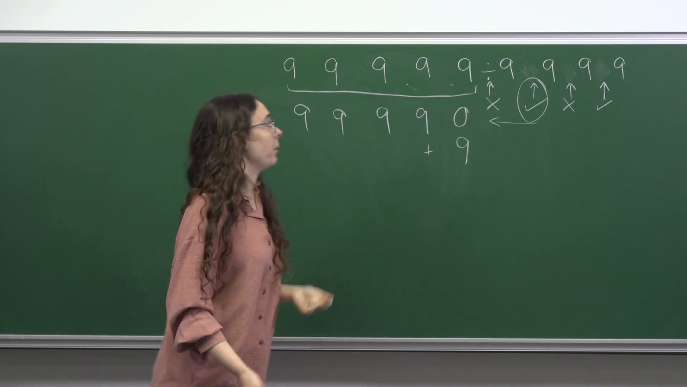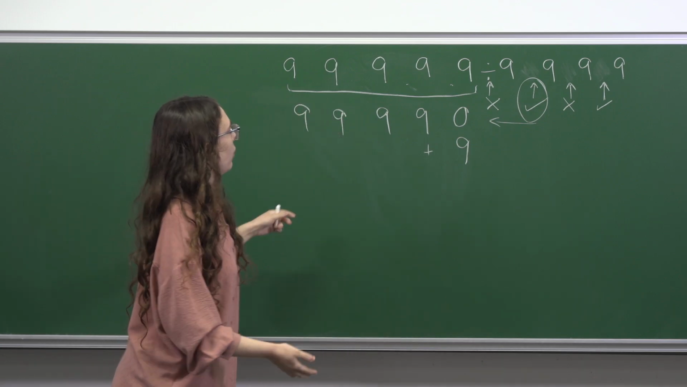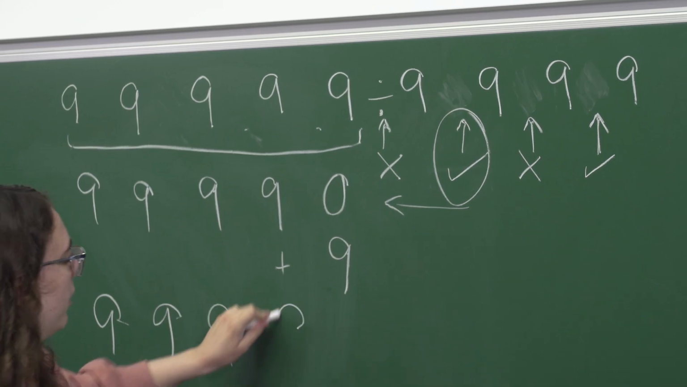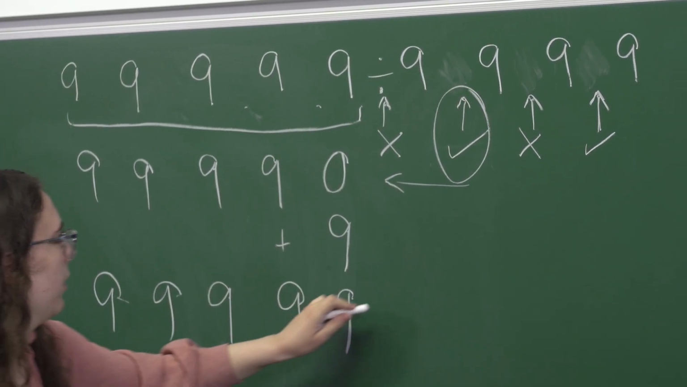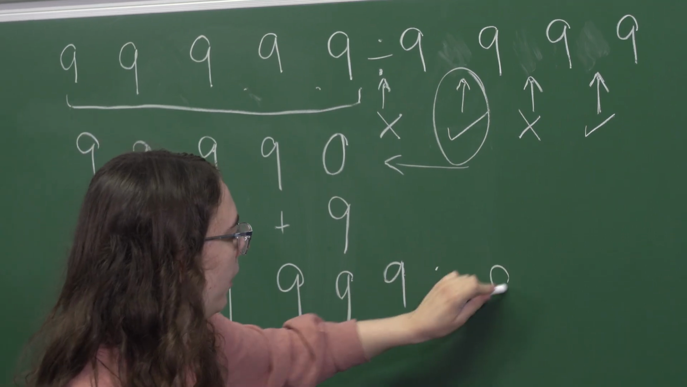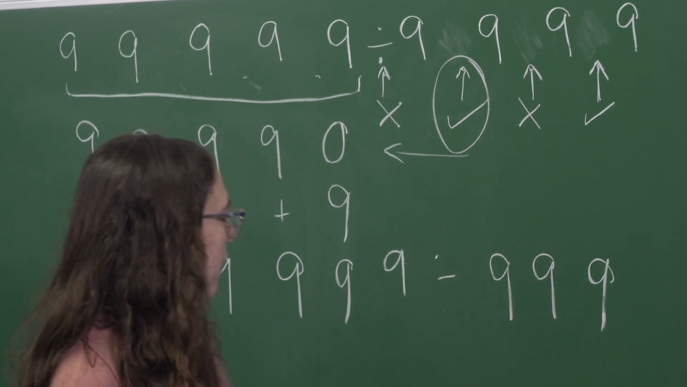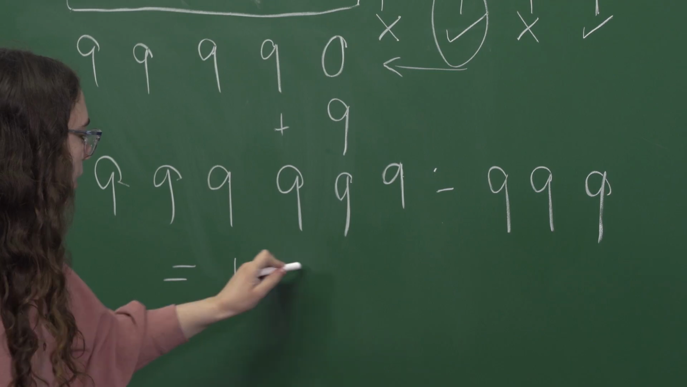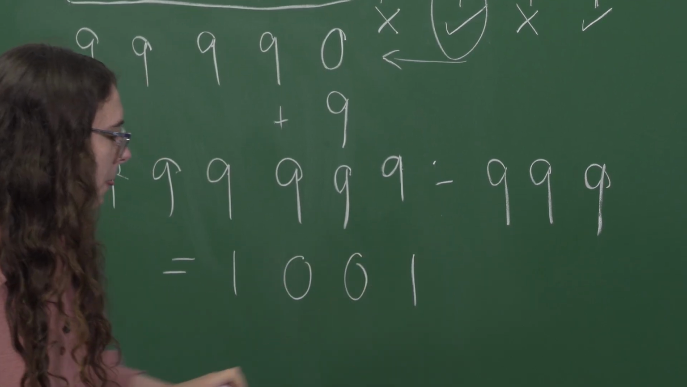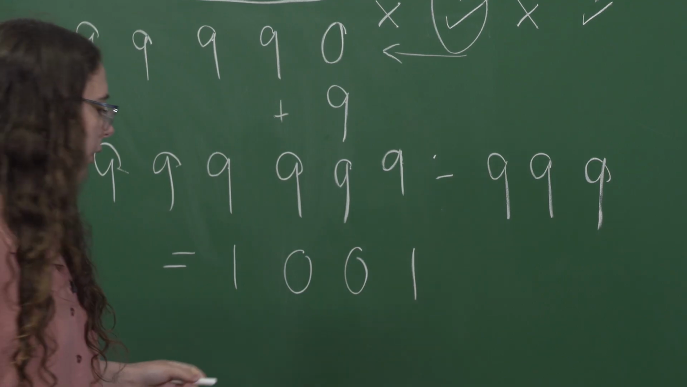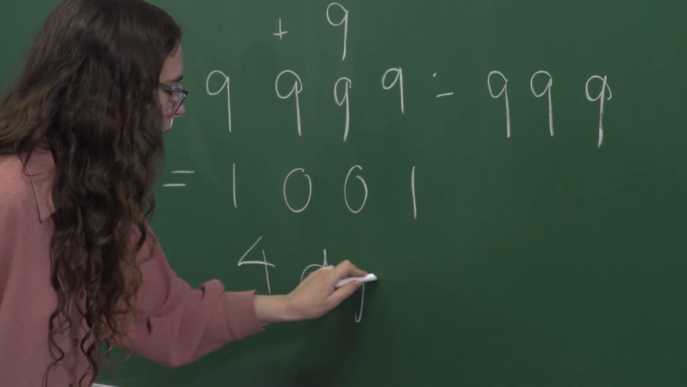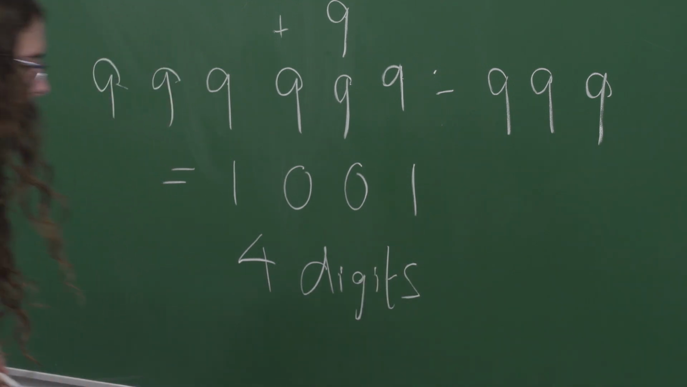And so I'm asked how many digits the result of the calculation 99999 divided by 999 has. The result of this is 1001. And 1001 has 4 digits.